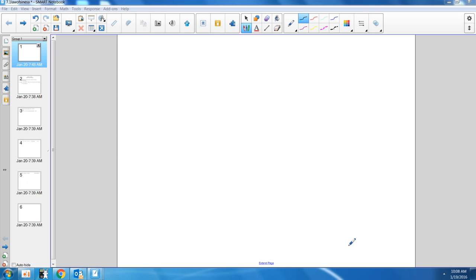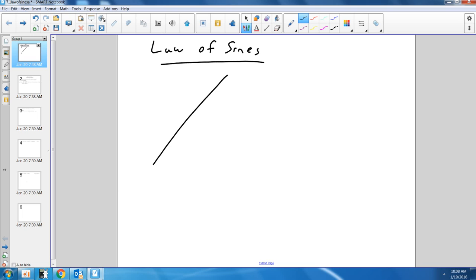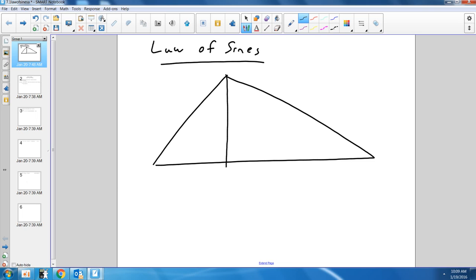But developing the law of sines is not as difficult as it may seem. You're going to have a triangle that's not a right triangle, and you're going to draw in a height. Capital letters indicate the angles. Lowercase letters refer to the sides opposite the angles. So it's always going to be that way. If you have an angle A, the side opposite is lowercase a.